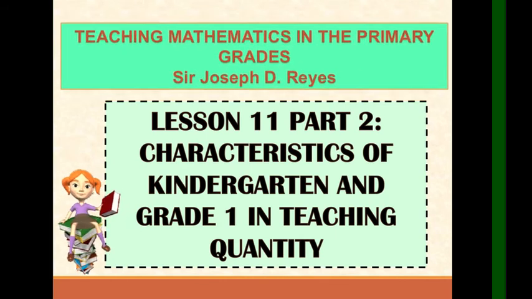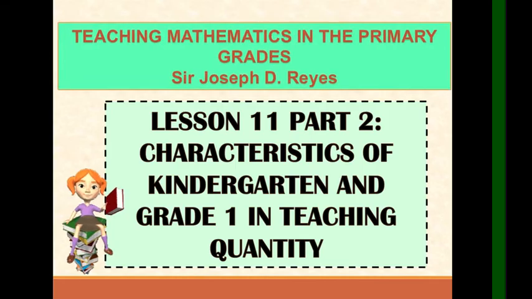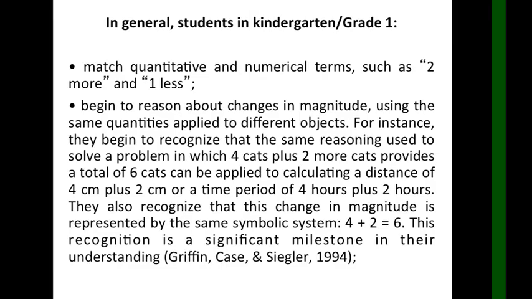Now let's start with the characteristics of kindergarten and grade 1 in teaching quantity. In general, students in kindergarten and grade 1 have the following abilities. They can match quantitative and numerical terms such as 2 more and 1 less. They begin to reason about changes in magnitude using the same quantities applied to different objects.